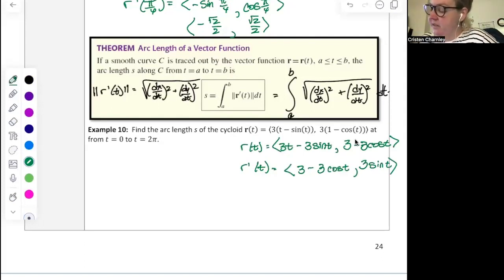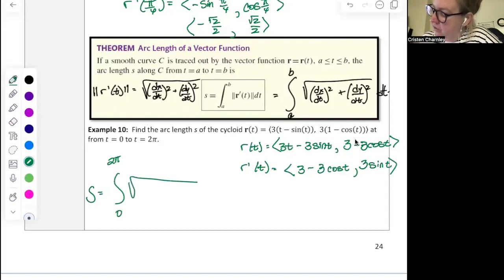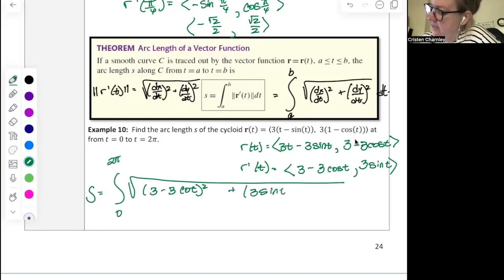So we know that arc length is going to be from A to B. Well, actually, we know what A and B are. A is 0, B is 2 pi. Here is your square root of this whole thing. So we need to square the x piece. So this is 3 minus 3 cosine of t, that quantity is squared, plus your y piece, which is 3 sine of t, this quantity squared dt. At this point, if it's a calculator allowed question, you could definitely do that. You would just want to make sure you watch your parentheses and your exponents.